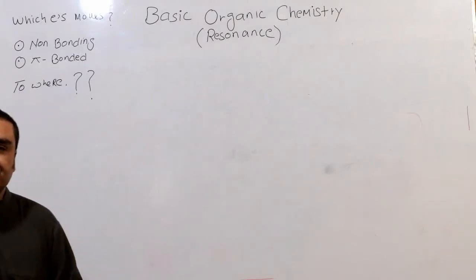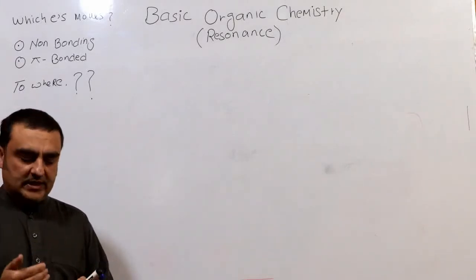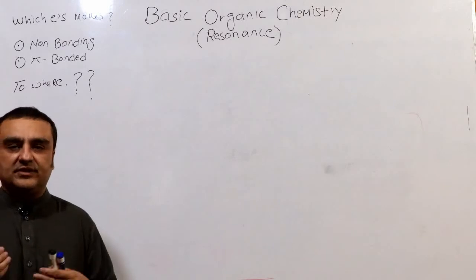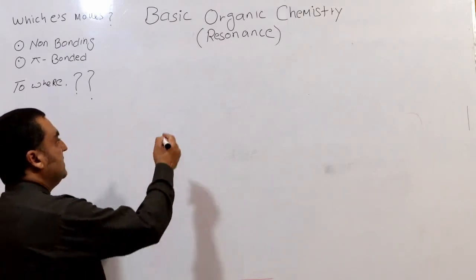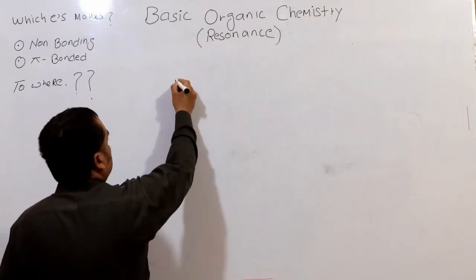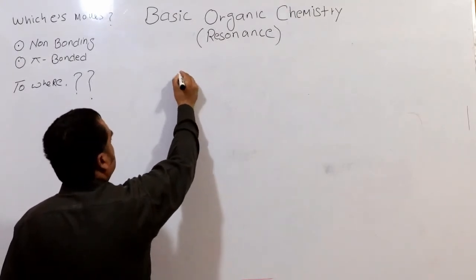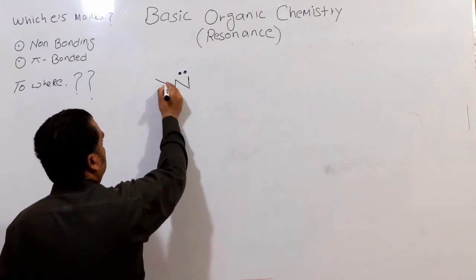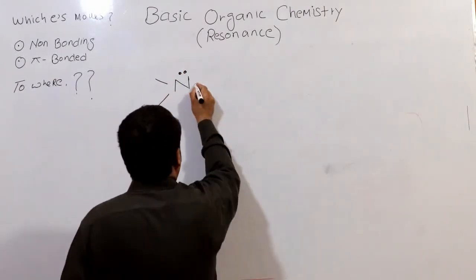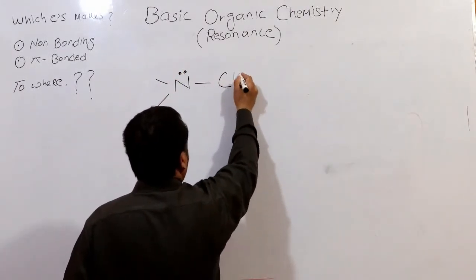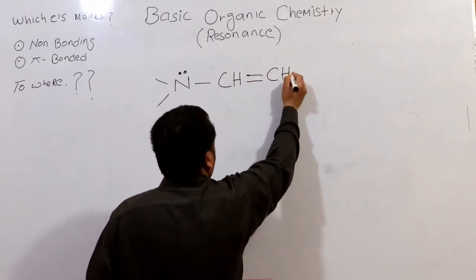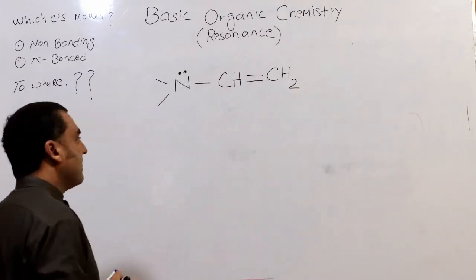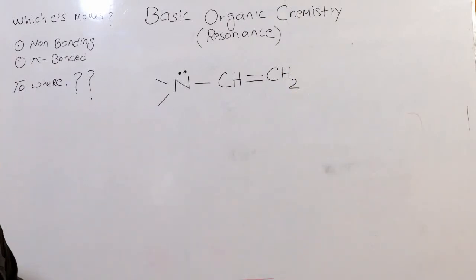Now I would like to tell you that the non-bonding electron can also move. Suppose, let me draw it like nitrogen. These are the lone pairs or non-bonding electrons of nitrogen, and here I am going to draw a double bond. So again I should write the same type of arrow.